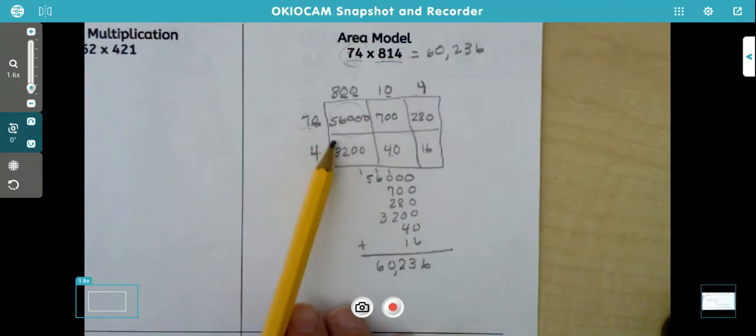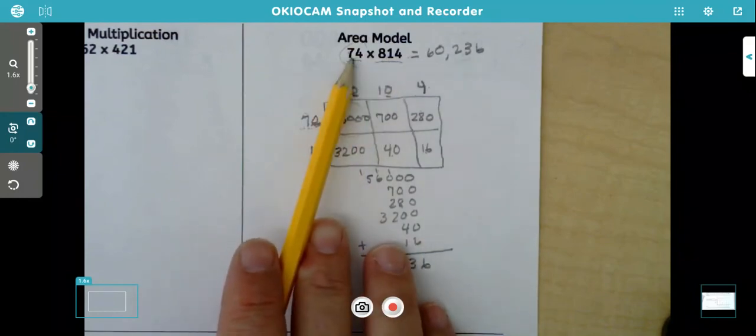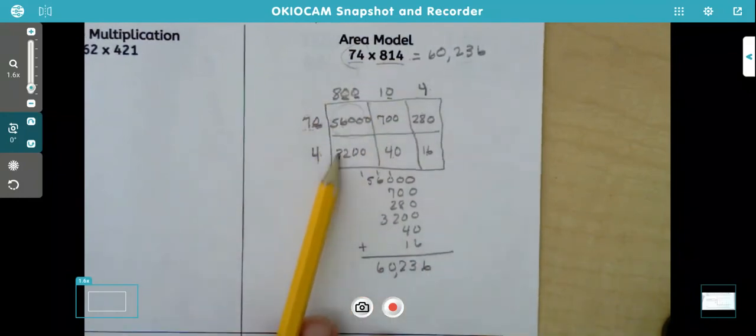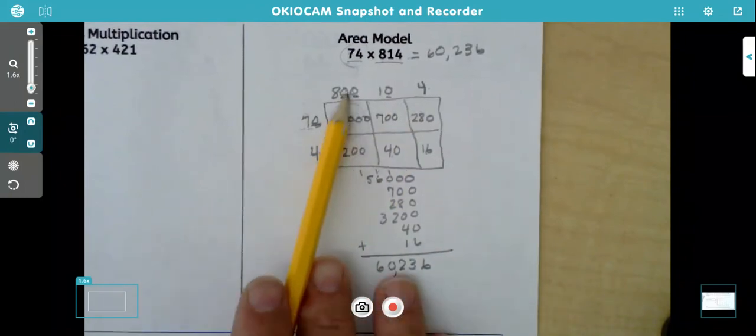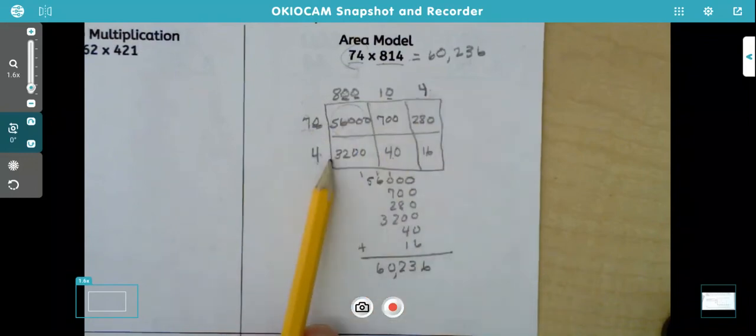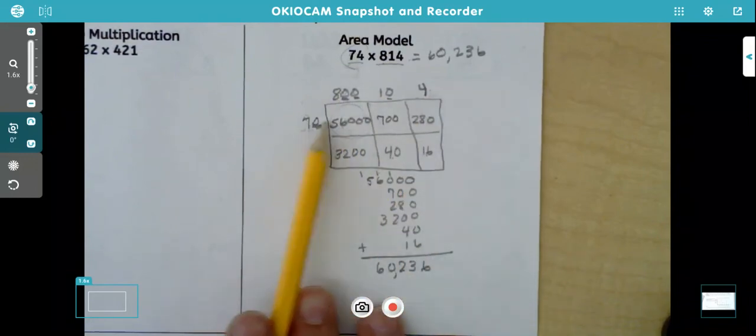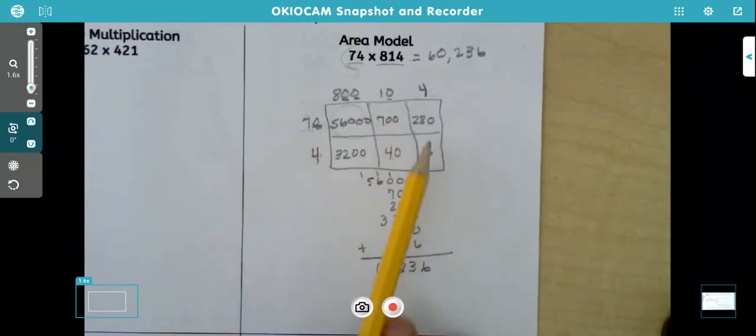Once again, set up however many digits there are. It's a 2-digit by 3-digit, so I set up a grid that is 2 rows by 3 columns. And then expanded form, then at the intersection is the product of those two numbers.